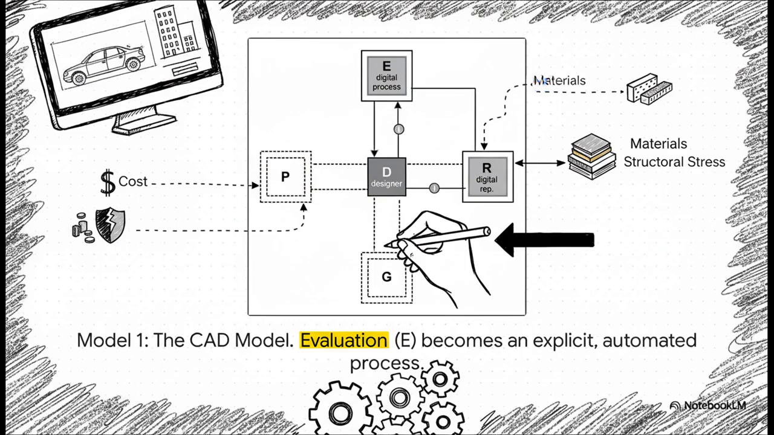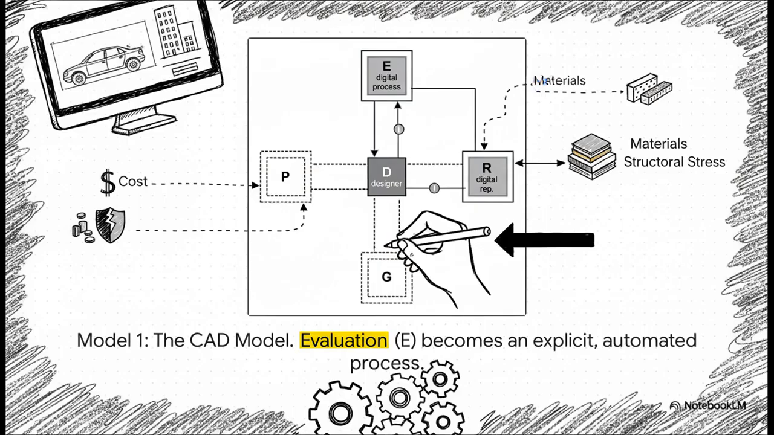So step 1 was computer-aided design, or CAD, and this was way more than just drawing on a screen. The really crucial thing here is that for the very first time, the evaluation process became explicit. You see that solid line right there? The computer could now be linked directly to the digital drawing to automatically analyze things like cost, or materials, or structural stress.